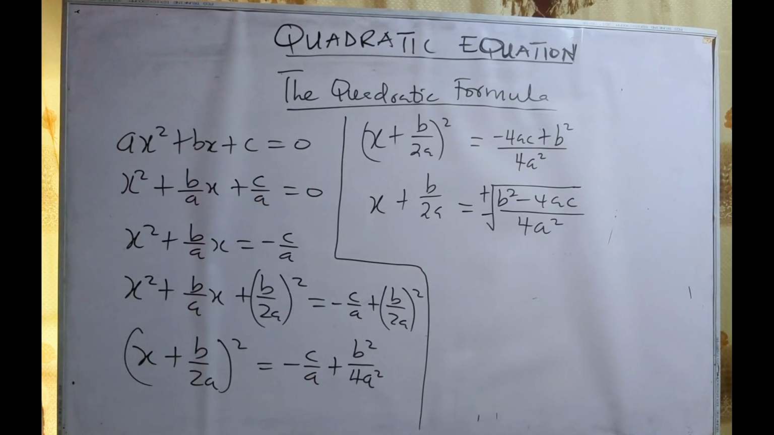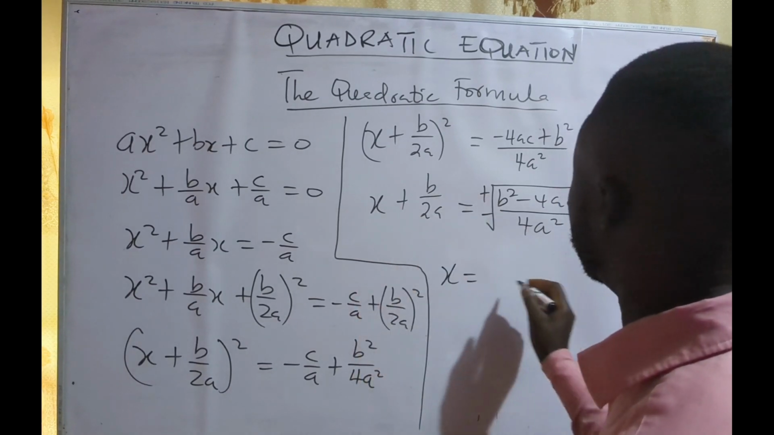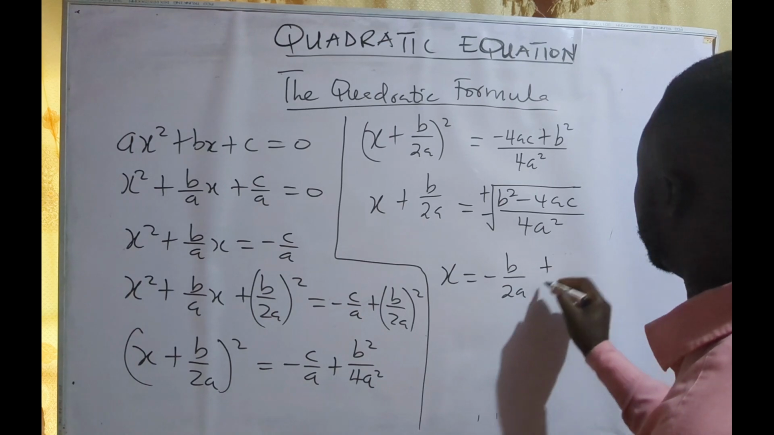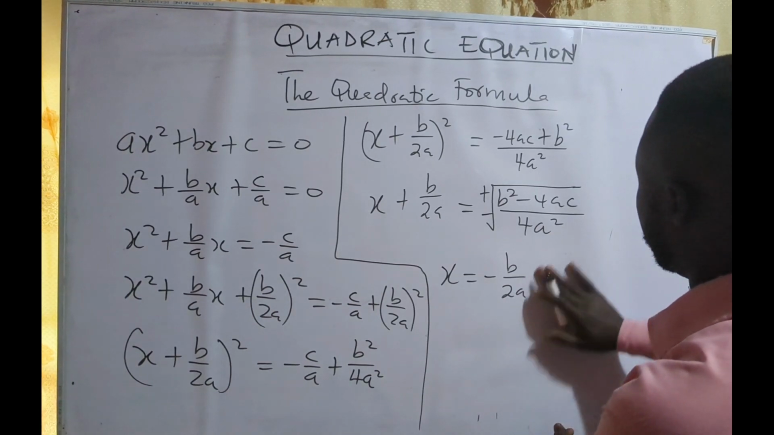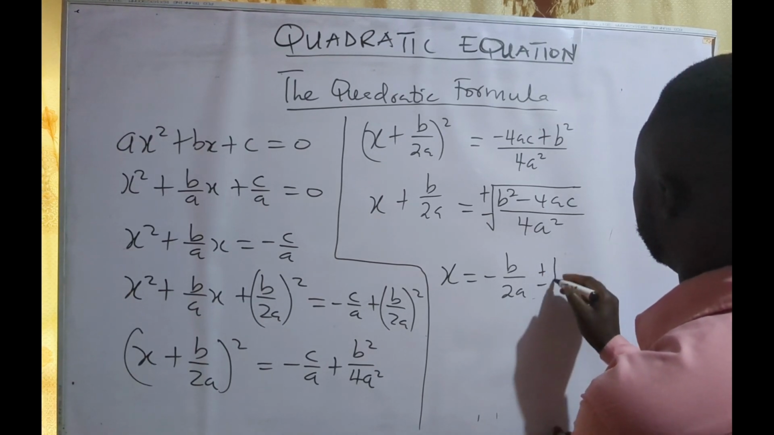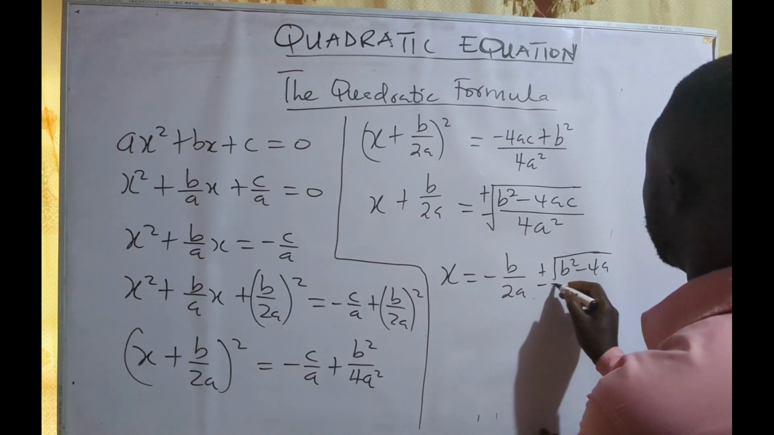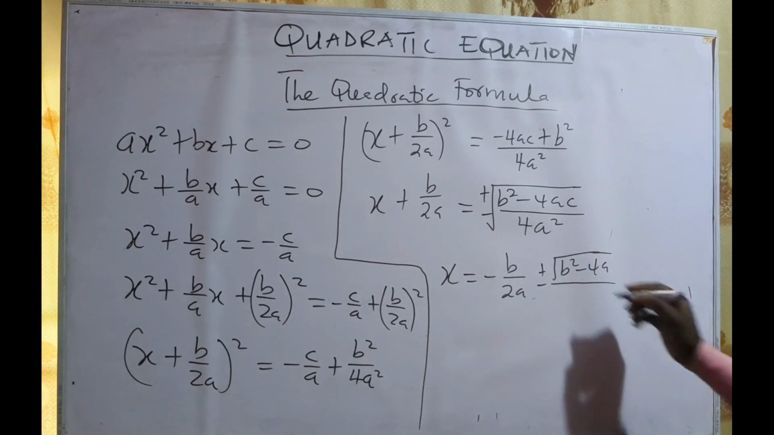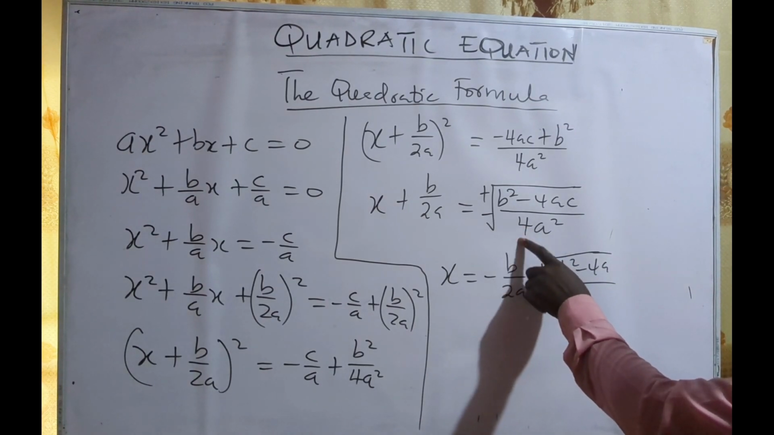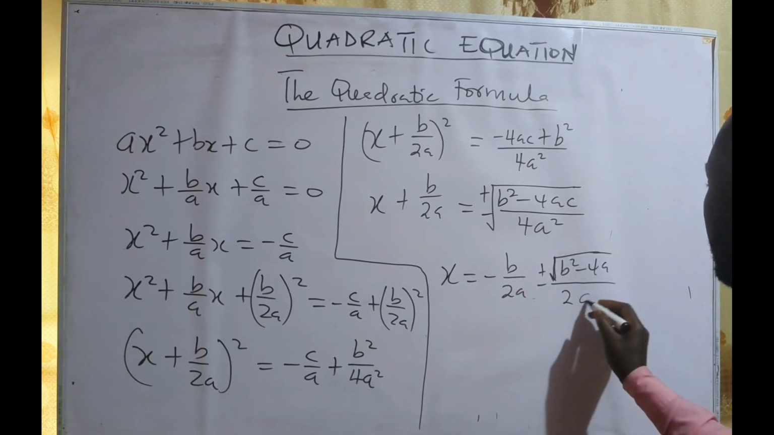So this is what we have here. So our x can be equal to minus b over 2a plus or minus square root of b squared minus 4ac. And take note, here we can bring the 4a squared out. So what is the square root of 4? That will give me 2. What is the square root of a squared? That will give me a.